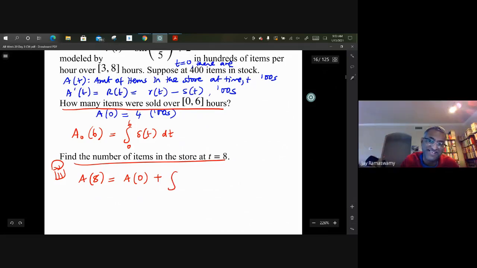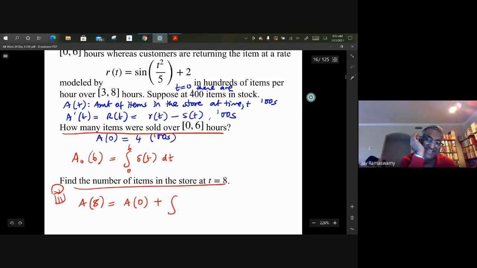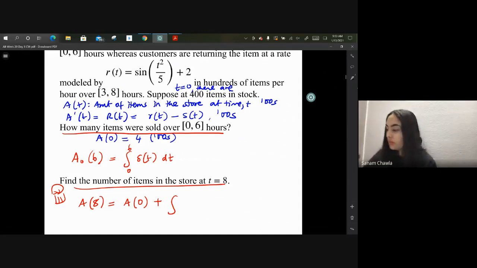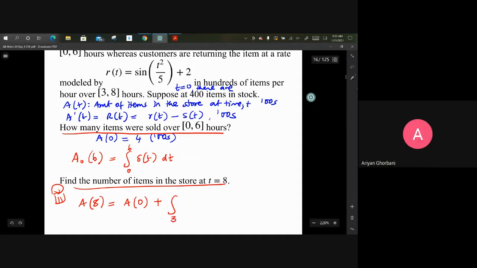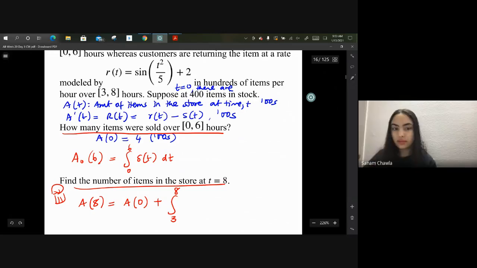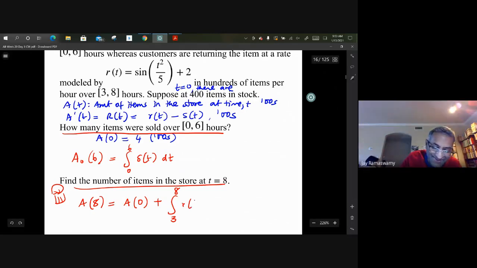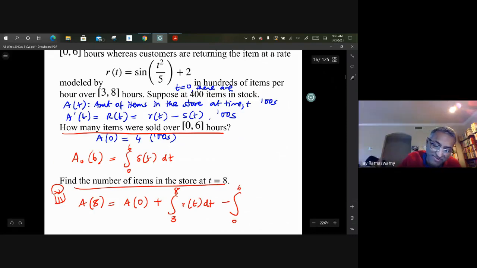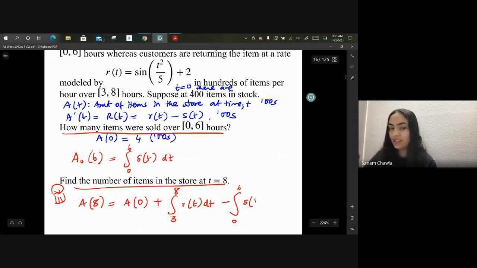integral. Now we're doing the in function. Which is the in function? R of t, and that goes from 3 to 8. Is everybody okay there? That's R of t dt, and then minus the integral from 0 to 6, and that's the out function. Which function are we doing? S of t dt.